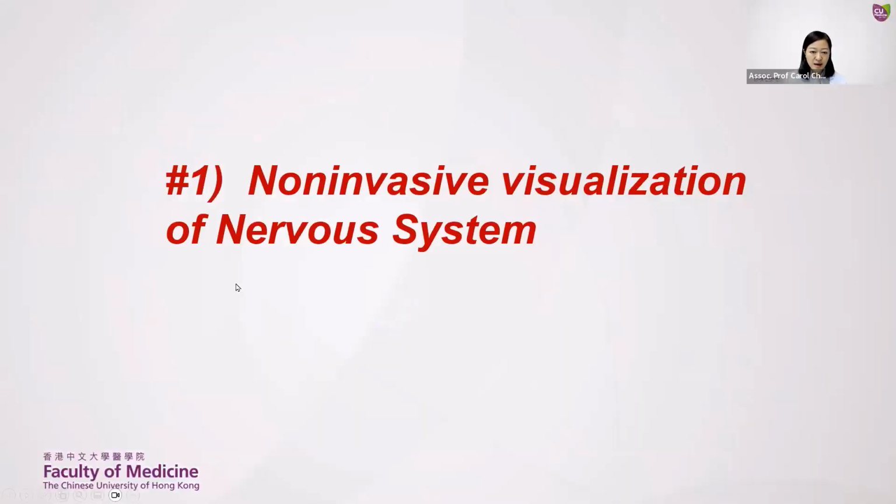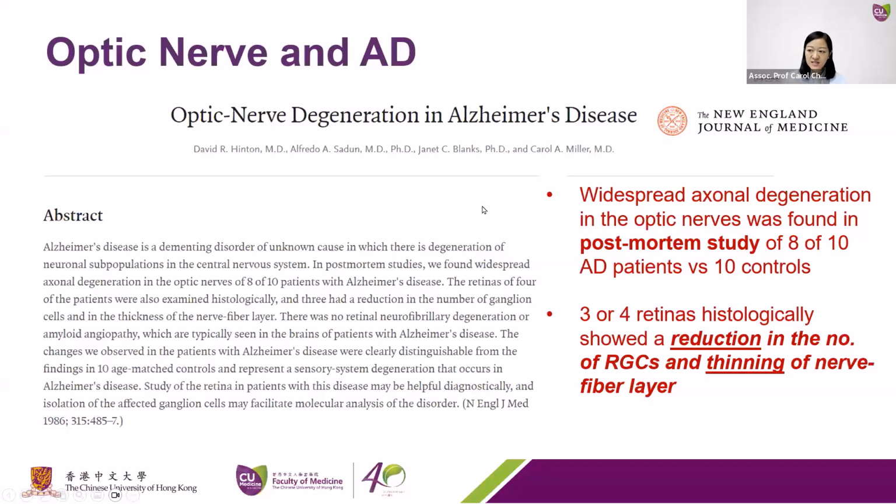So now we know the background and concept. What have the previous studies shown? Histological studies have clearly demonstrated the loss of retinal ganglion cells and optic nerve axons in Alzheimer's disease. Hinton first reported optic neurodegeneration in AD in a postmortem study in 1986.